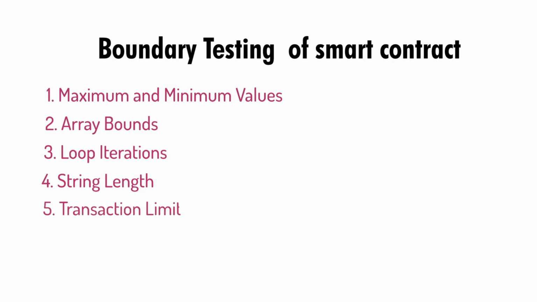Transaction limits. Test the contract's behavior when reaching the maximum allowed number of transactions within a block. Verify that the contract can handle transaction congestion without encountering issues such as out of gas errors or transaction failures, etc. Gas limits. Test the contract's behavior when executing functions that require maximum gas limits. Verify that the contract can handle gas intensive operations without running out of gas or encountering execution failures.